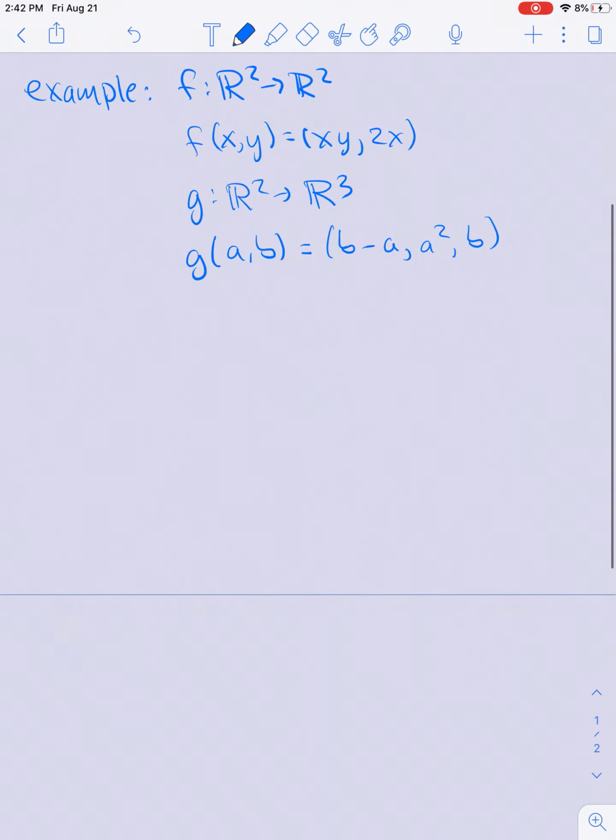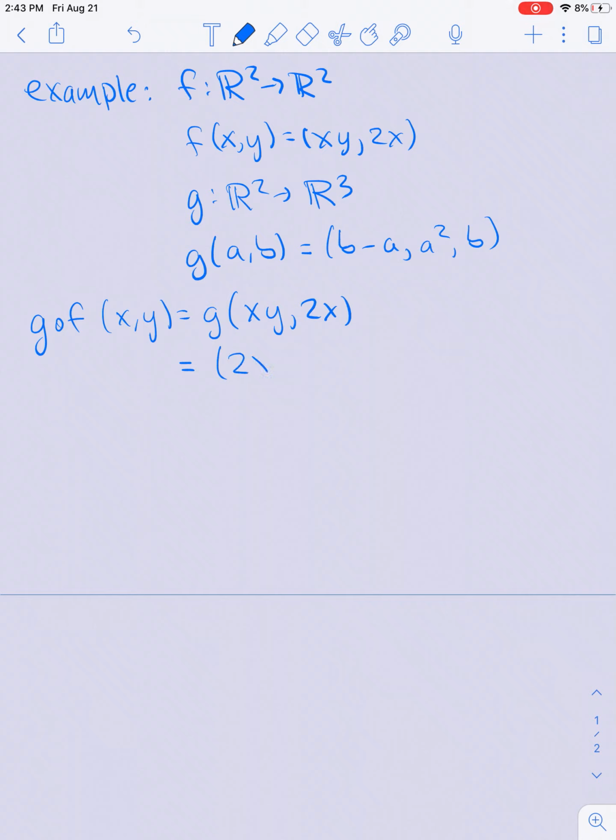Okay, so let's first compute g composed with f and d of g composed with f, and then secondly we'll compute df and dg and multiply them. So, g composed with f, I think I said f composed with g, at (x, y) is g at (xy, 2x). So now I need to take the second element and subtract the first. Then I need to square the first one. And then finally, I just need to take the second element.